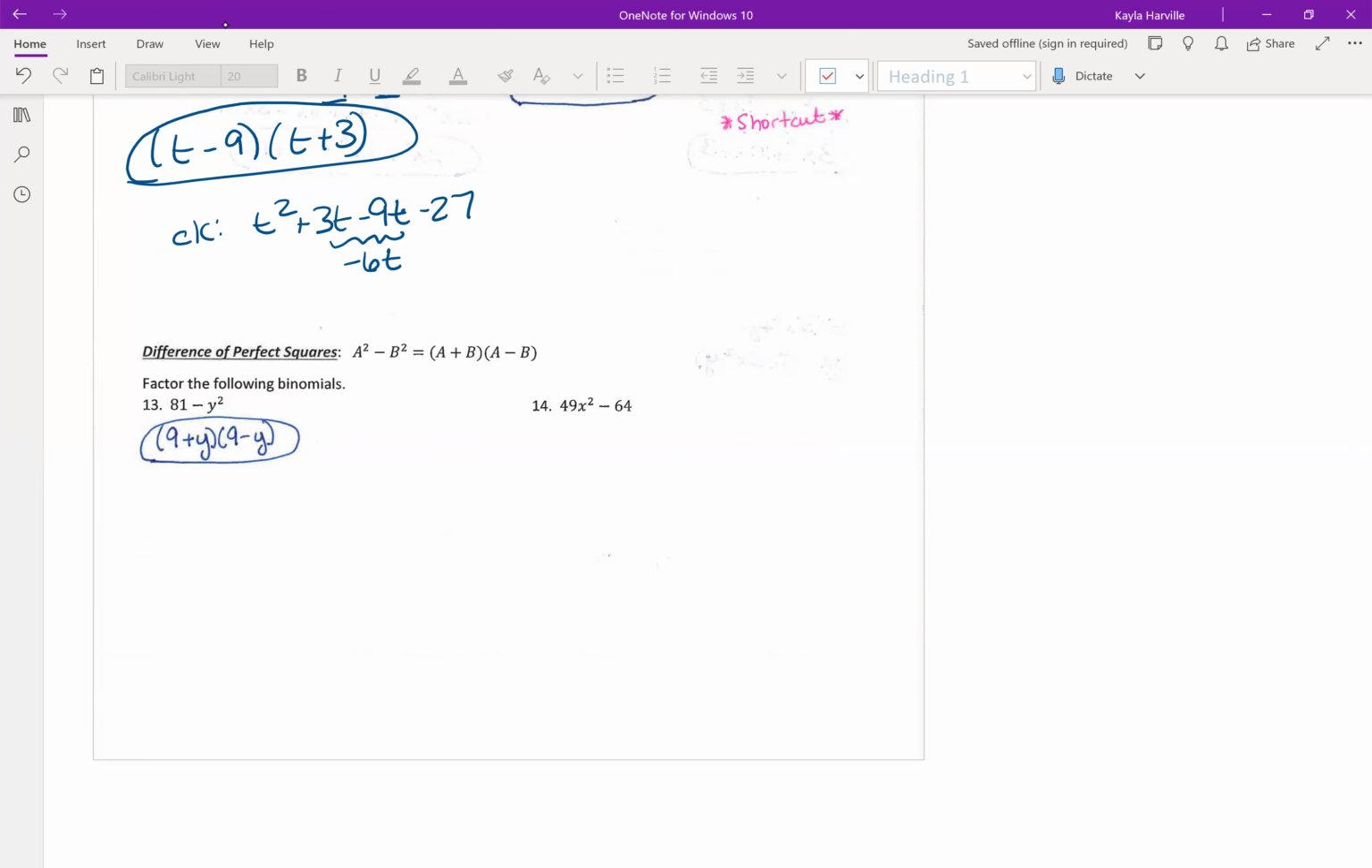In 14, there's 49x squared minus 64. So 49, the square root of that is 7. The square root of x squared is x. The square root of 64 is 8. So we have 7x plus 8 times 7x minus 8.